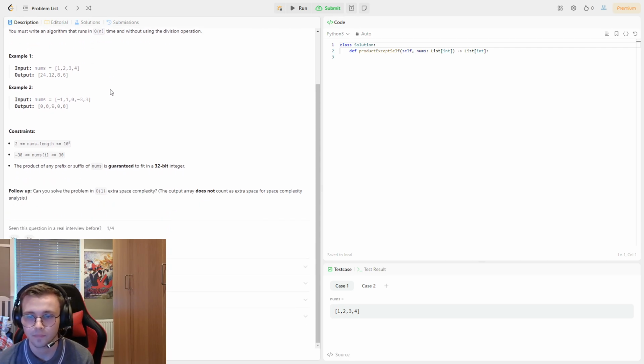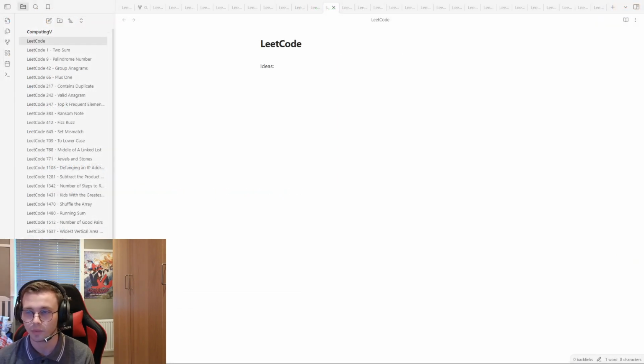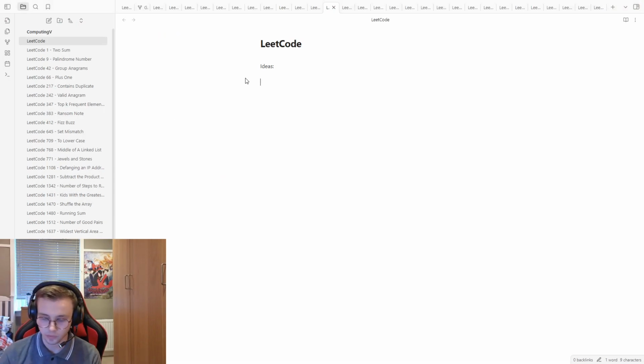So, constraints: the length of nums is between 2 and 10 to the power 5. Don't think we need to worry about that. And each number is between minus 30 and 30. Again, I don't think I need to worry about that. So, switching over to my notes, I'm just going to come up with a way to do this.